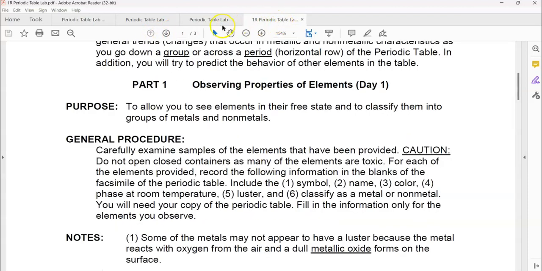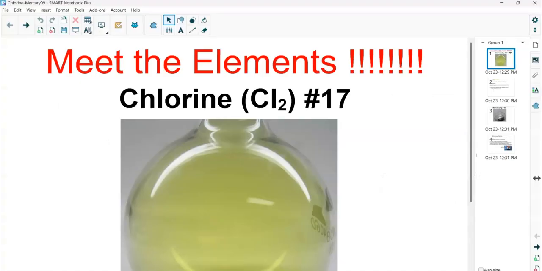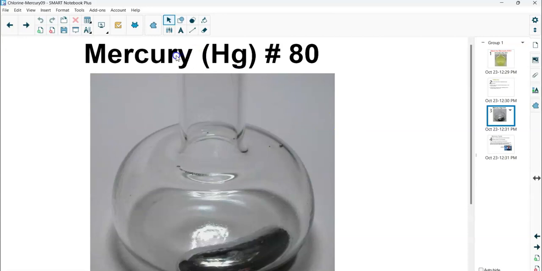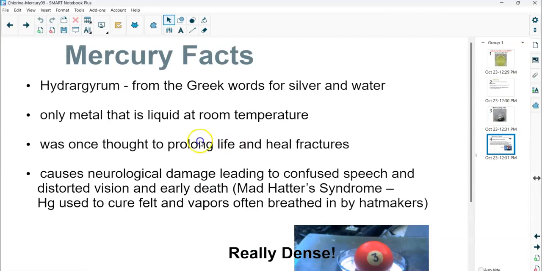So the other element that we were not able to show you is the element mercury. We can't put that out. So this is what mercury looks like. It is number 80 on your periodic table. It's got a little luster to it. Mercury, the symbol is Hg, and here's some interesting facts. It's the only metal that is a liquid at room temperature. Once upon a time people thought it would be one of the things that could promote life, but as it turns out, it's poisonous and toxic, which is why I can't have it out in the room.